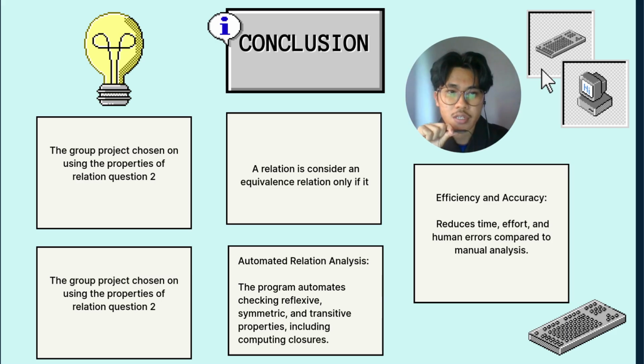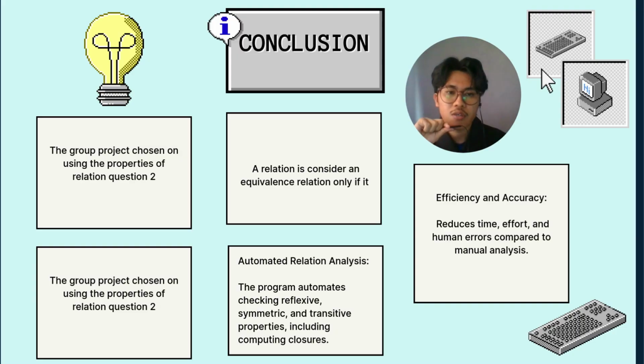In conclusion, relation properties checker. For this project, our group focused on using the properties of relations, specifically reflexive, symmetric, and transitive properties. A relation is considered an equivalence relation only if it satisfies all three of these properties. Because of this, checking relation properties accurately is very important, especially when dealing with complex data.